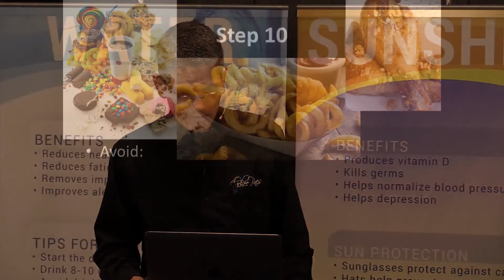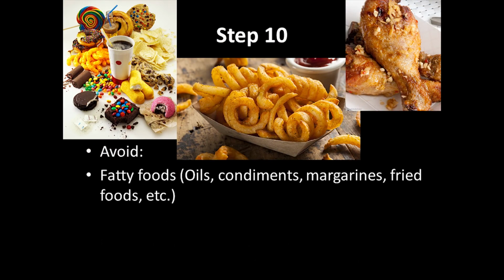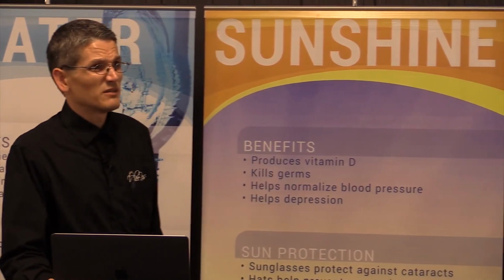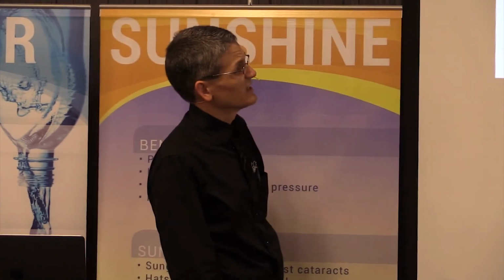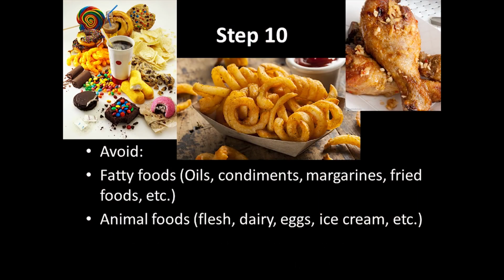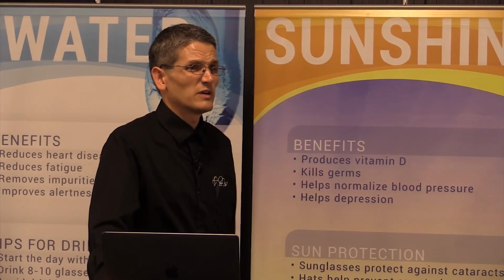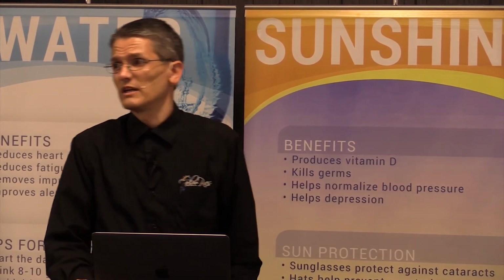Step number 10, avoid. Avoid what? Fatty foods, oils, condiments, margarines, fried foods, etc. Why? Because we know fats are a big motivating or driving force behind the development of diabetes. Right? You also want to avoid animal foods, flesh, dairy, eggs, ice cream, and so on and so forth. Those are going to be high in fats as well, especially saturated fats. And we know that that's a big cause for insulin resistance in diabetes.